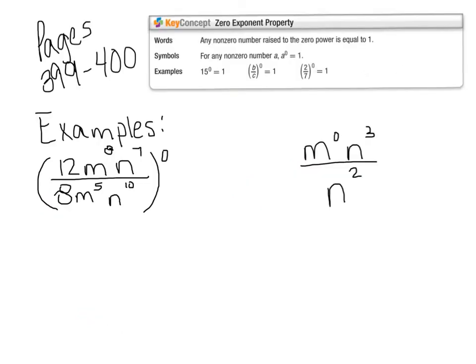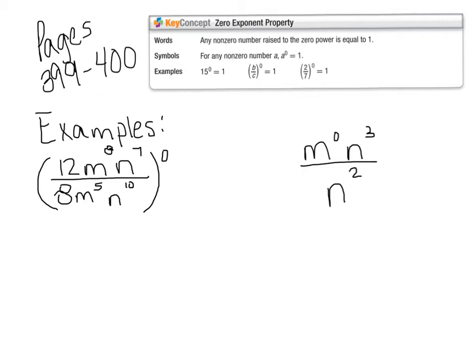As promised, in one of the previous problems that we did, when we had the p to the 0 power, now we are going to talk about the zero exponent property, which is very easy to understand. The words tell us any non-zero number raised to the 0 power is equal to 1. It gives you some examples there.